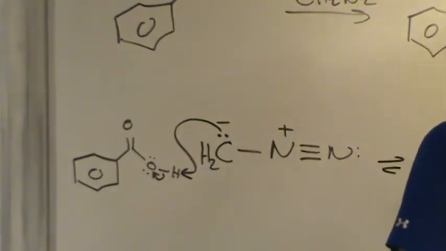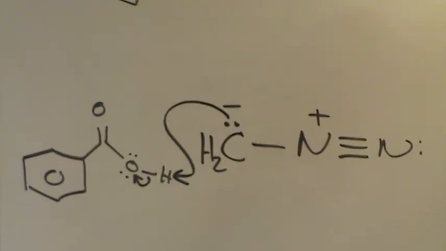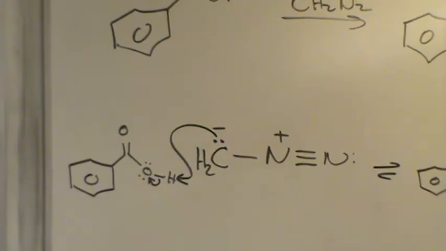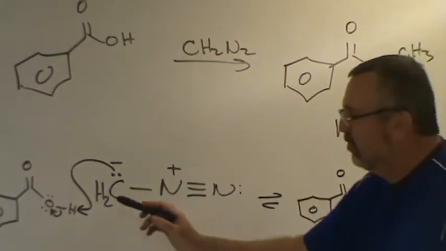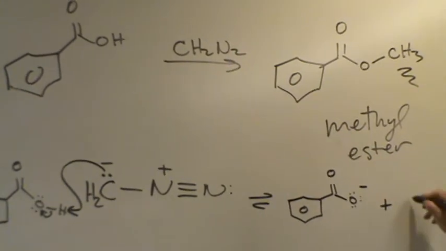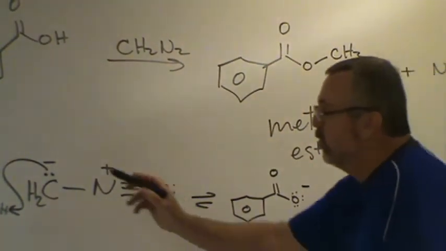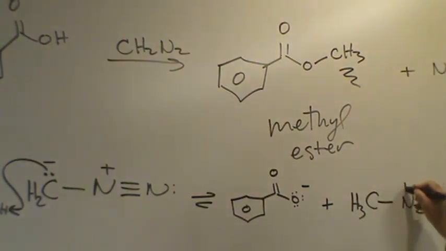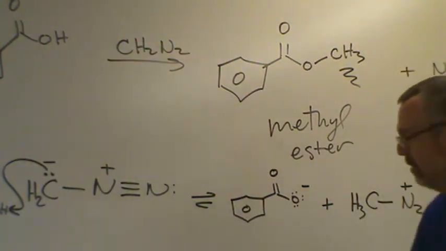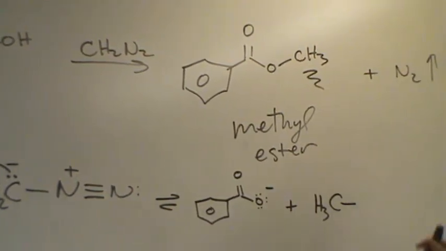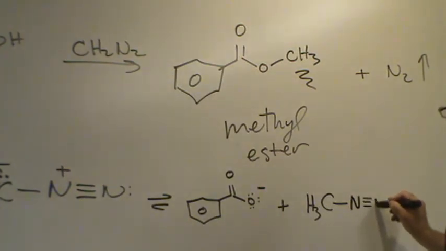The result is I'm going to form a carboxylate anion. There it is, my carboxylate anion, which results when I protonate diazomethane. And look at the diazomethane. It's now got a methyl group. It picked up a proton, which is attached to an N2+. Maybe I should spell that out the way I did the first time so you don't get confused. An N2+ group.